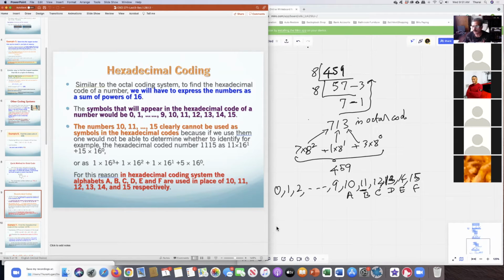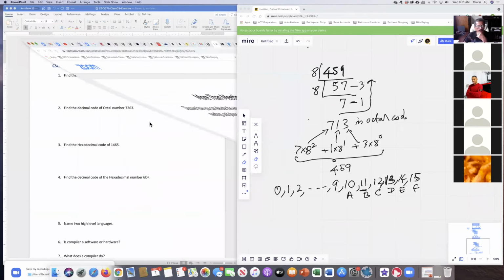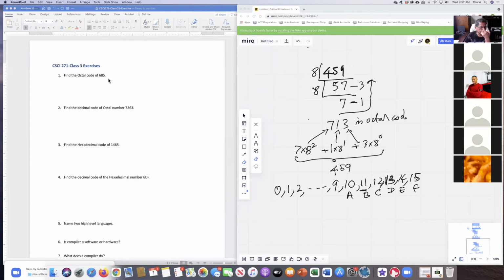Okay, so someone wanted to do a problem on hexadecimal code. That's exactly what we're going to be doing as part of today's discussion. So let's go to that. Shall I close this presentation now? Benjamin? Yes, you can. Okay, thank you. So let's get out of those. Here's the exercise. And the first one says, find the octal code of 685.